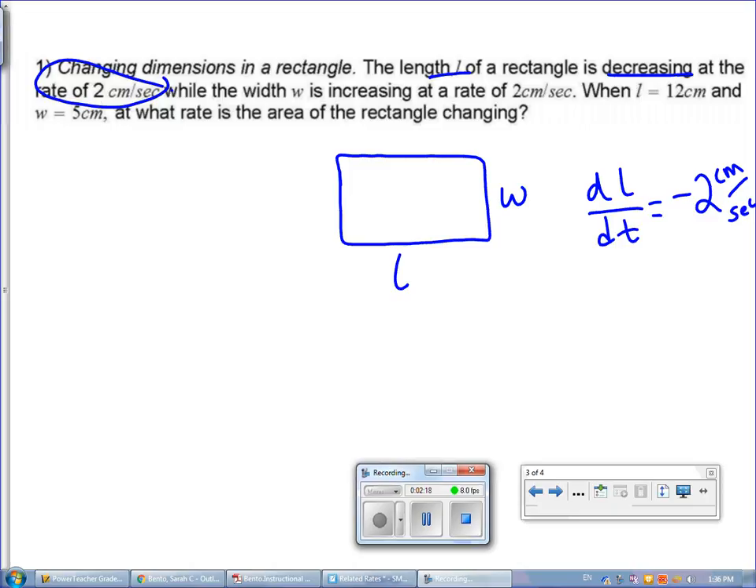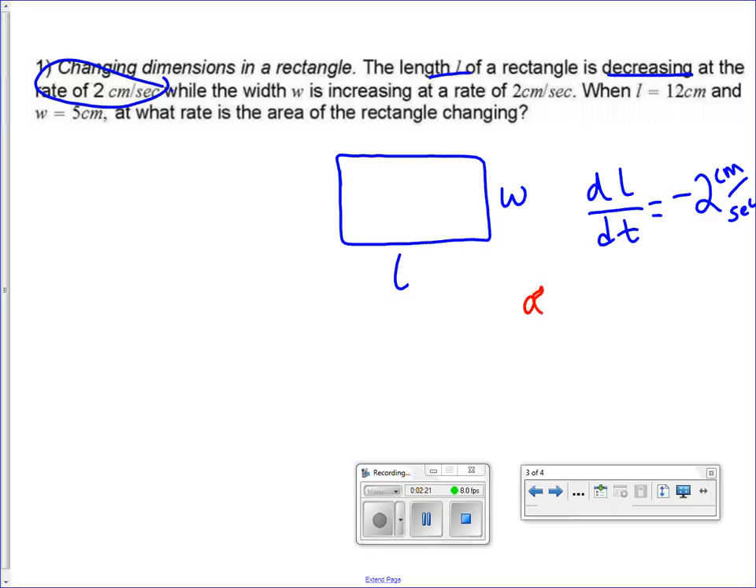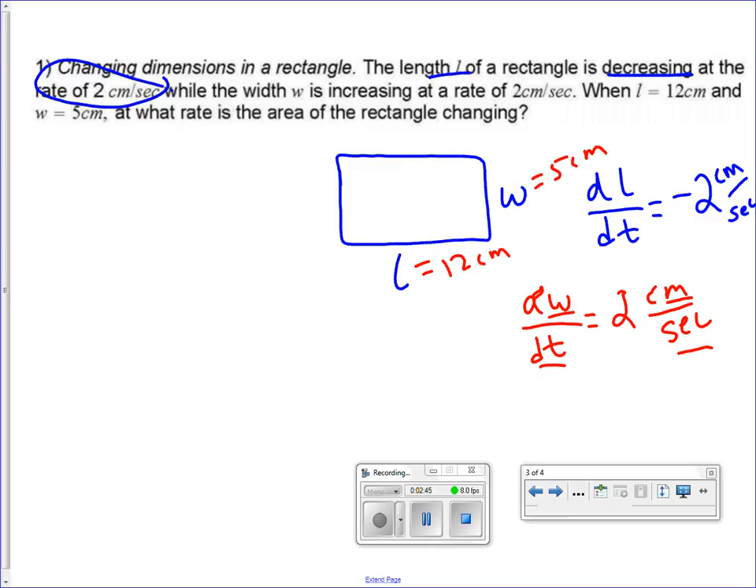Then we're told the width is increasing at a rate of 2 centimeters per second. The derivative, dW/dt, so that's the width over time, is 2 centimeters per second. See, width is in centimeters, time is in seconds, so my units help me figure out what my derivative is. And then it says when L is 12 centimeters and W is 5 centimeters, at what rate is the area changing? If I want the rate of the area, I want dA/dt. How is the area changing over time?